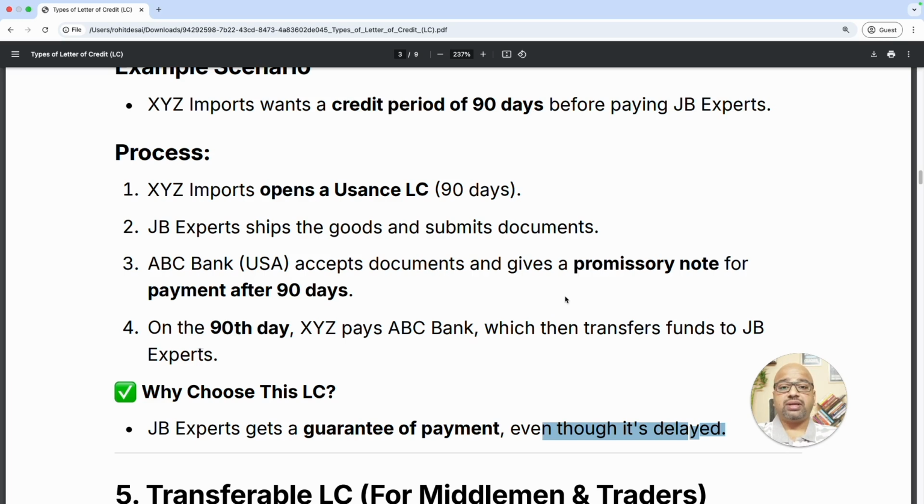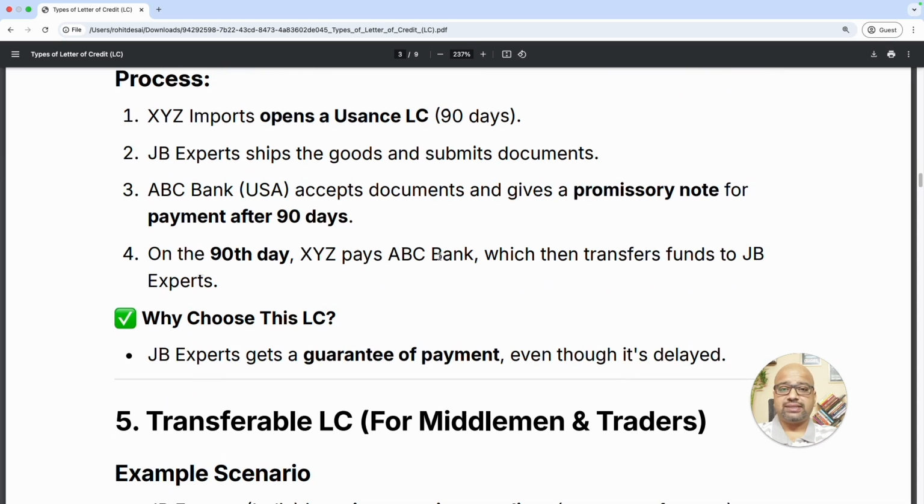He may stop answering my calls. But when it comes to bank guarantees, if this XYZ payment is not done, ABC Bank will make the payment, because that is why we are paying them. So JB Experts gets the guaranteed payment without fail, even if there is a delay of 90 days, which was agreed. It cannot be that 90 days becomes 180 days. No, it doesn't happen that way. A variation of plus or minus 7 days maximum is something I call standard.